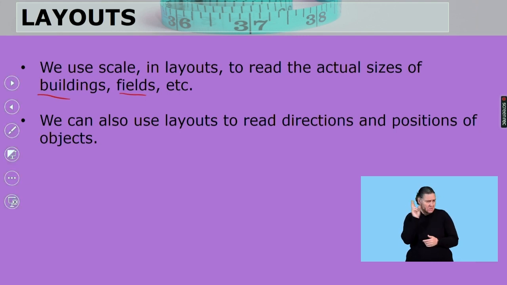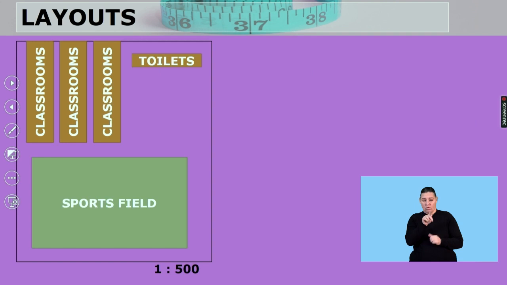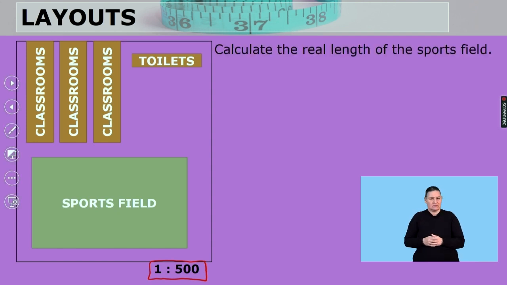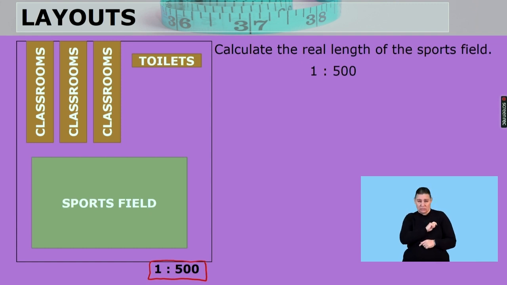Okay, sounds interesting. So looking at this layout, I've got 3 classrooms, I've got toilets at the top, I've got a sports field, and at the bottom, we've got a scale. Glad you spotted that one. So calculate the real length of the sports field. Now remember, everything you see there is technically on paper, on the map.